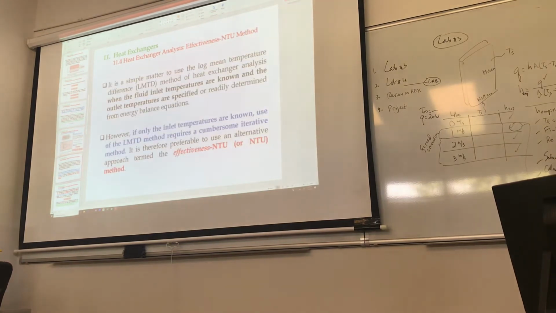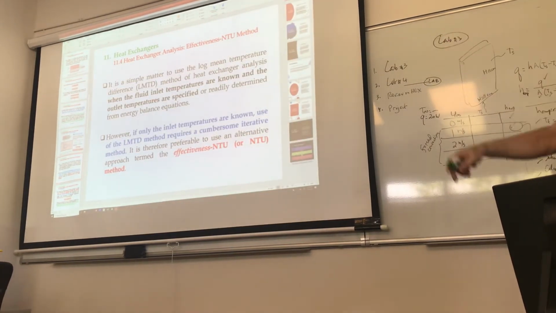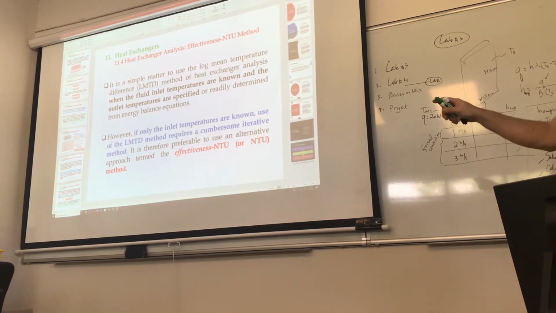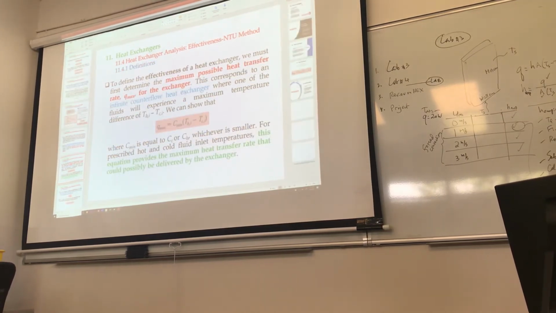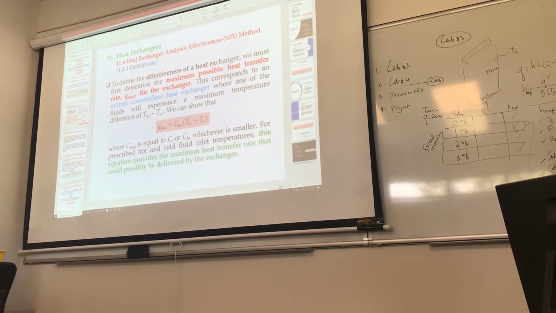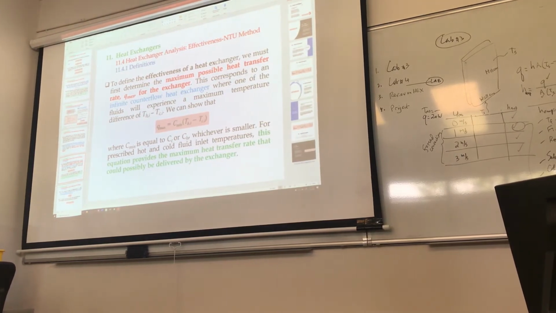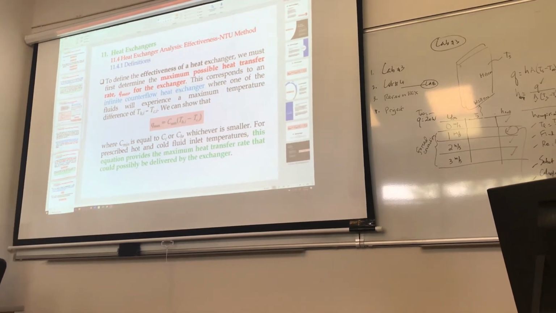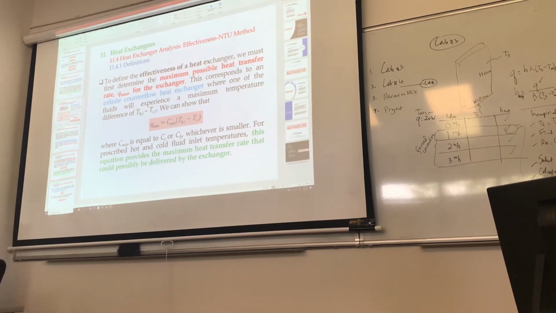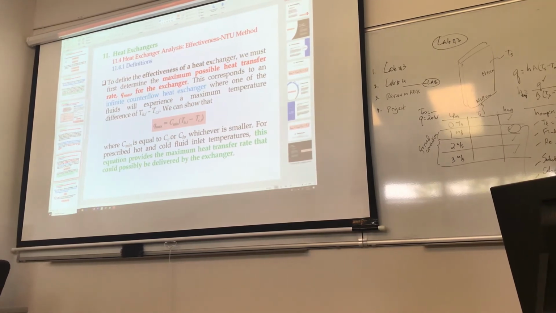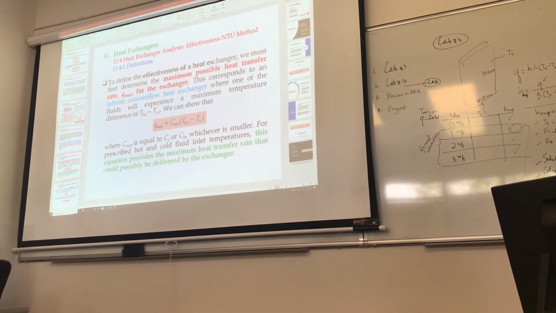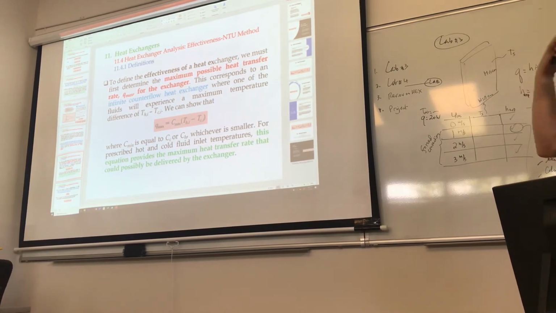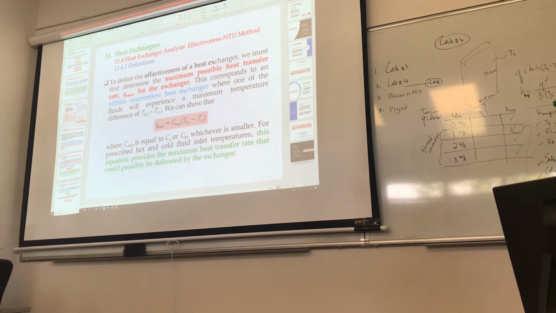And then we talked about using what we call the effectiveness and NTU method, right? And I'm not gonna go through this one unless you guys wanna do it. That involves the Qmax and then the Cmin, right? Defining the effectiveness of a heat exchanger. To define the effectiveness, you must define, for example, the maximum possible heat transfer that you could always have.